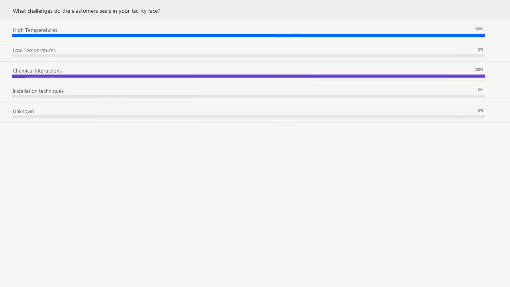Okay, so no surprises there, high temperature and chemical interactions. I'm surprised there were no low temperature issues or low temperature challenges. So let's move along here.